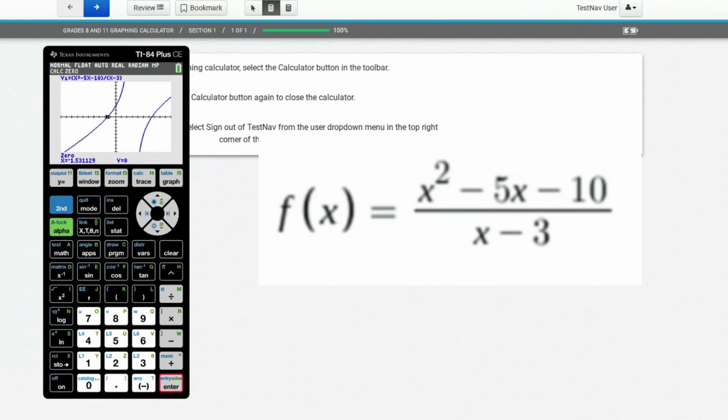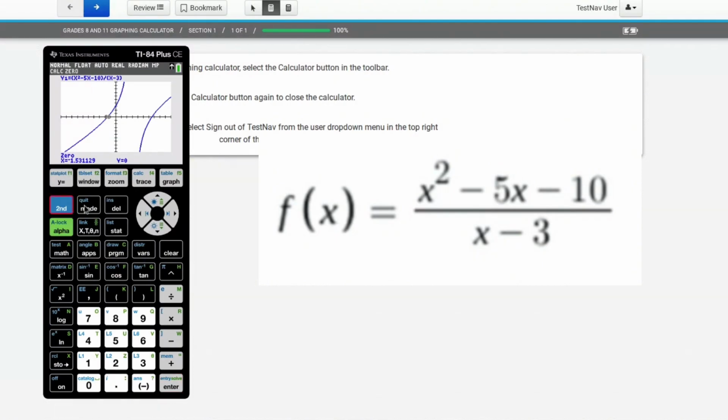Now remember, the rule for precalculus is 3 decimal places, so negative 1.531. All right, negative 1.531. I am writing that down right now. All right. The other one, I'm going to do the same thing.